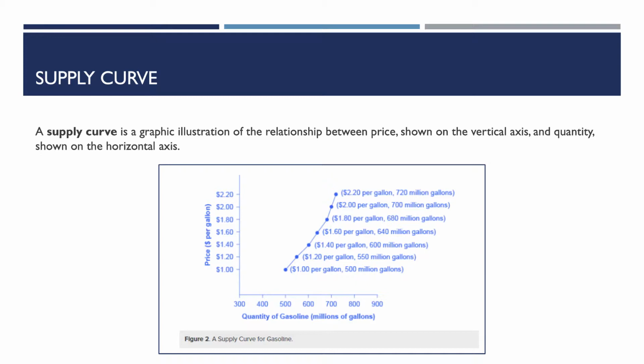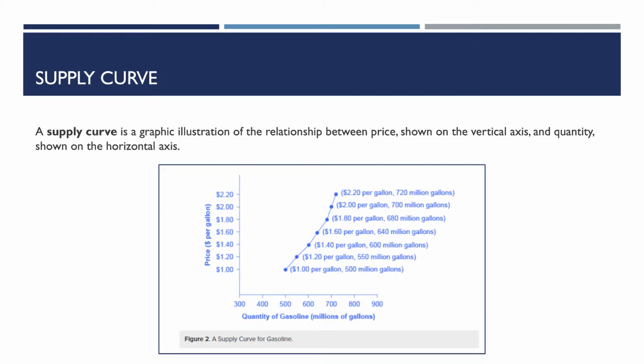Now, supply curve. A supply curve is a graphic illustration of a relationship between price, shown on the vertical axis, and quantity, shown on the horizontal axis. So I do have an example of what a supply curve looks like. Now, as you can see from this curve, as the price rises, quantity supplied also increases, and vice versa. The supply schedule and the supply curve are just two different ways of showing the same information. Note that each point on the supply curve comes from one row in Table 1, as I showed previously.